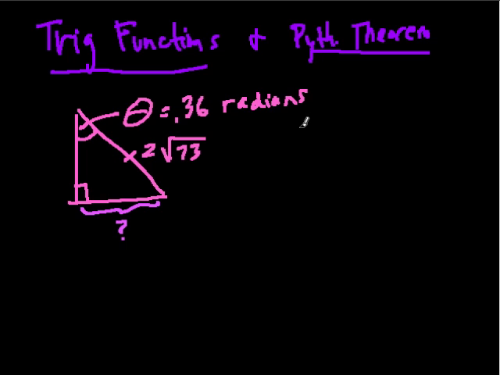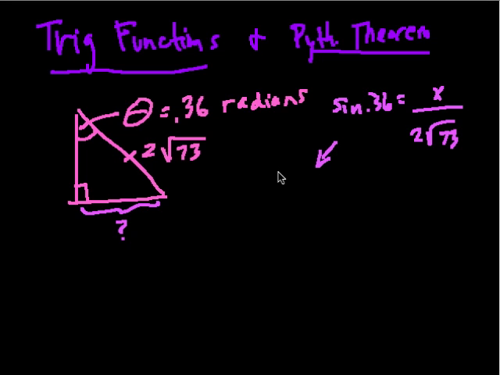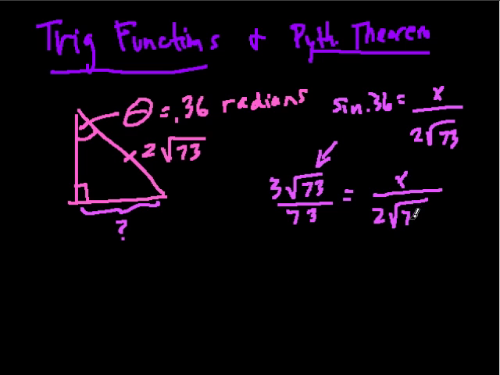Well, that's going to be equal to the sine of 0.36 radians, because that equals our opposite, right? From our angle, the opposite side is down there, and that is equal to something we don't know, over 2 times the square root of 73. And the sine of 0.36 radians, we're not memorizing this, we're looking this up, is 3 times the square root of 73 over 73, which equals x over 2 times the square root of 73.